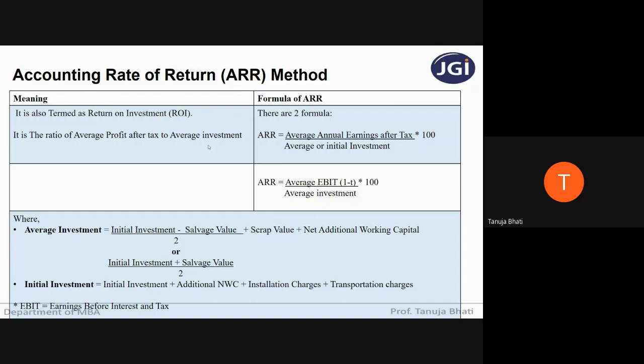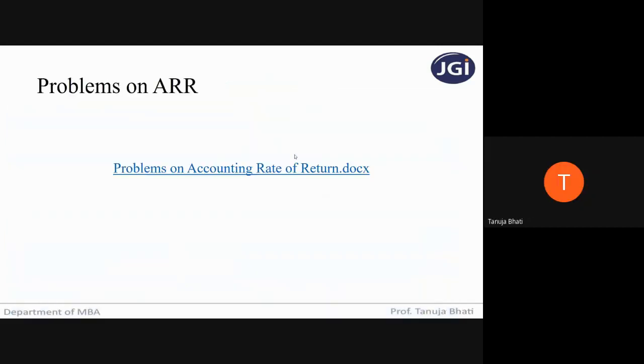So is this clear? This is just the theory part. We will be doing problems where you can relate them practically, so that you will understand it better. Is this clear, students? Your ARR? Yes, ma'am. In simple language, it is nothing but average earnings divided by average investment or initial investment.